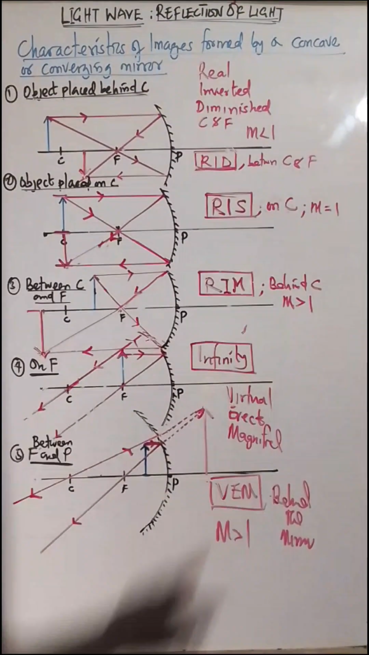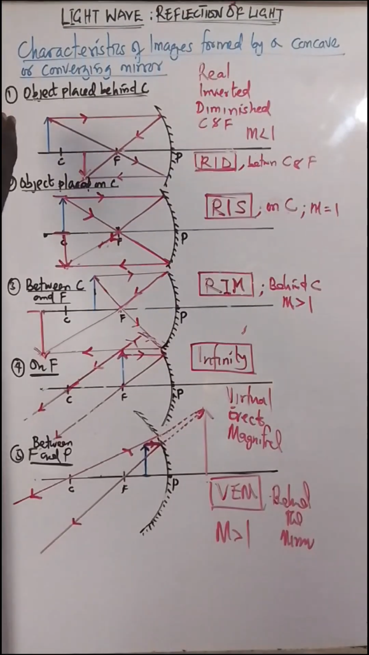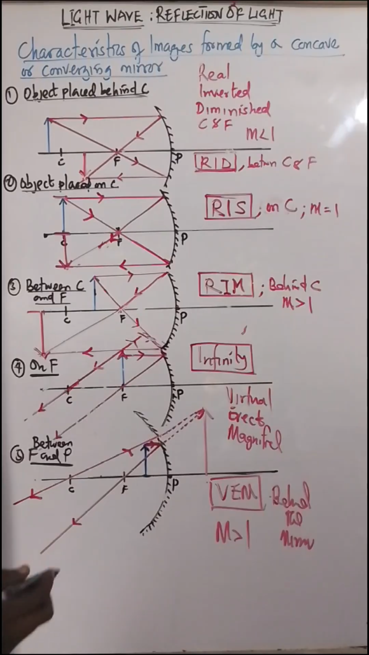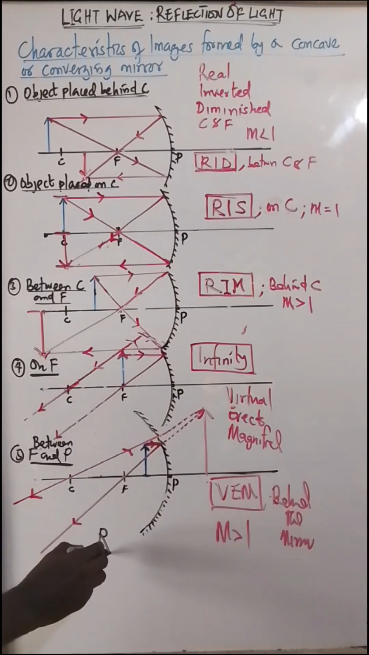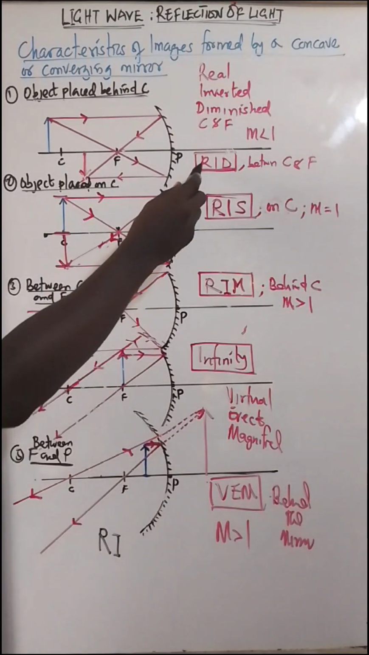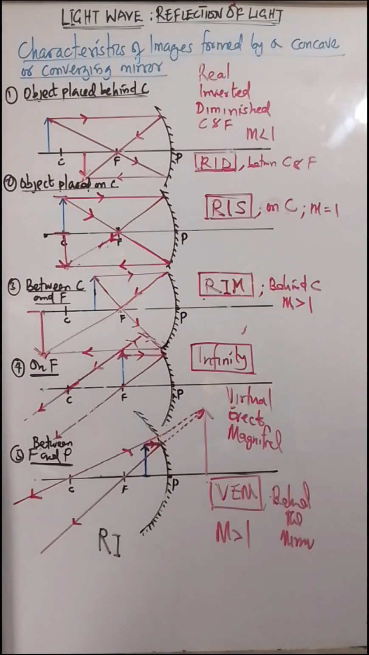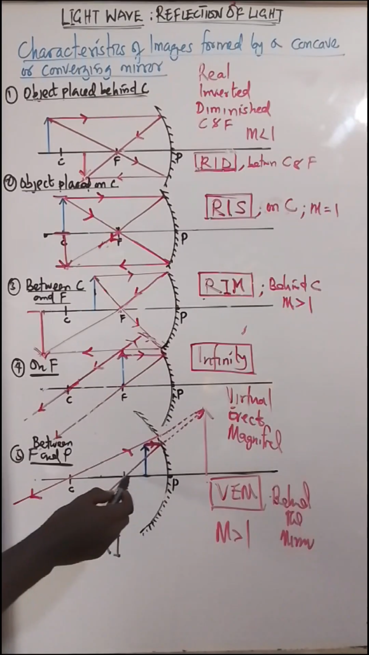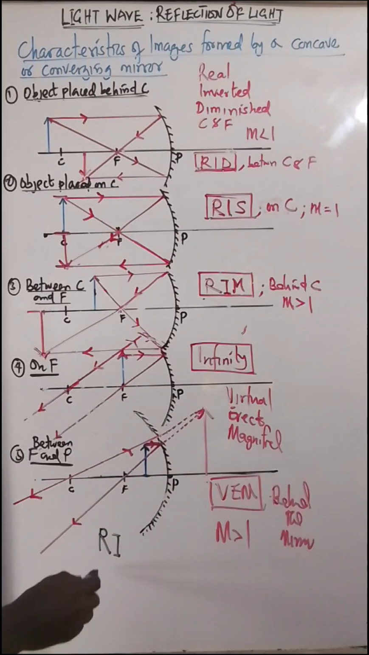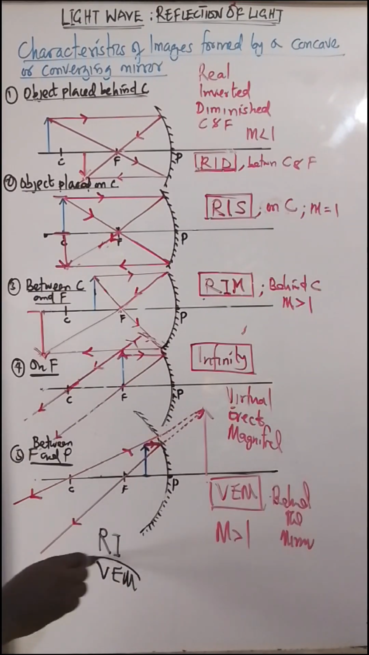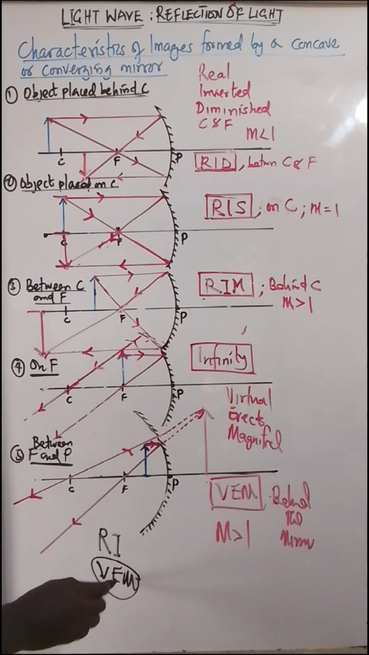Now let's summarize this. This means when an object is placed in front of a converging or concave mirror, the image formed is always real and inverted, except when the object is placed between F and P, principal focus and pole, where it is virtual and erect and always magnified. We only get virtual and erect when the object is placed between F and P. Every other case, apart from infinity, is real and inverted.